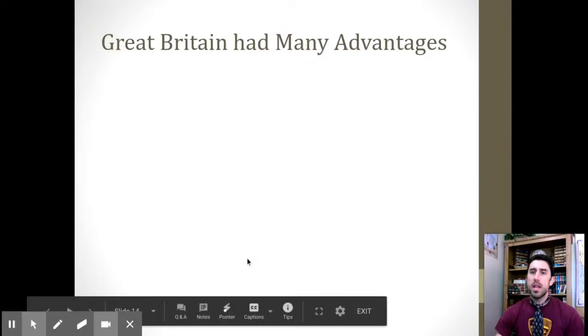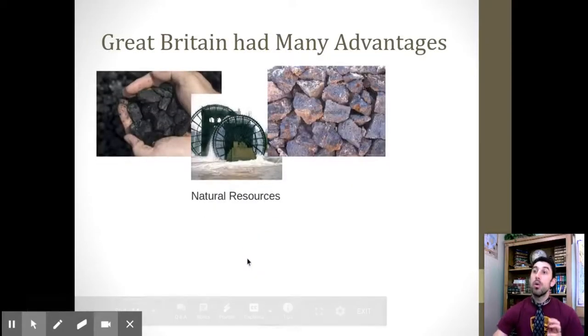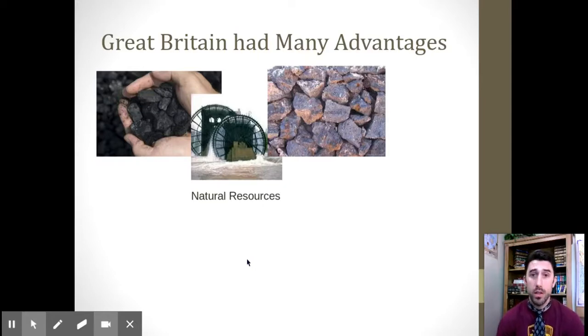So let's go ahead and see, why does this start in Great Britain? There are 5 reasons why, and we'll review them here together. So first is natural resources. Great Britain has the resources that would drive the Industrial Revolution.